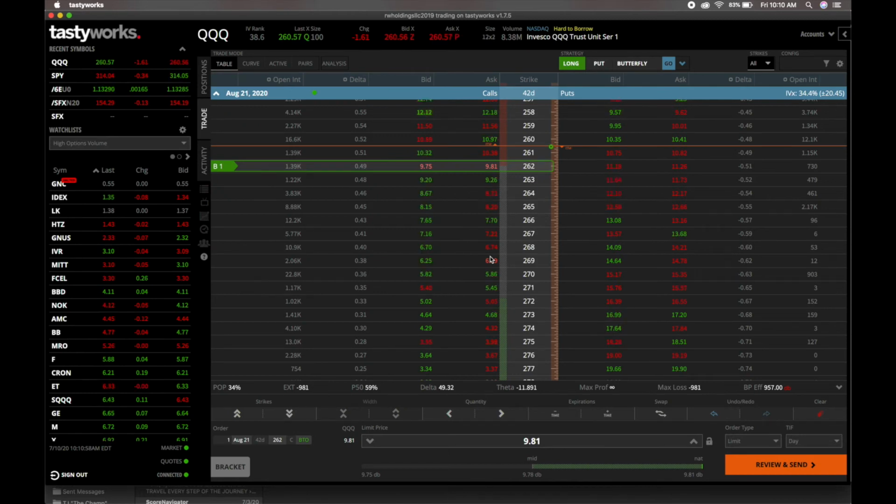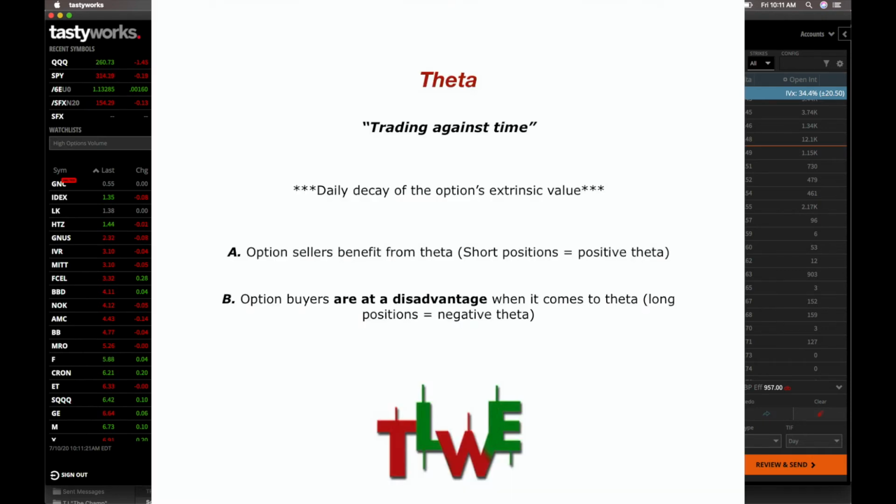But what happens if it doesn't move? What happens if it stays sideways? What happens if it dips a little bit? So we're already putting ourselves at a disadvantage here. Our probability of profit is only 35%. Probability of profit is the chance of you at least making 1 penny while this contract is open. And of course, going back to my last post where I was explaining theta.